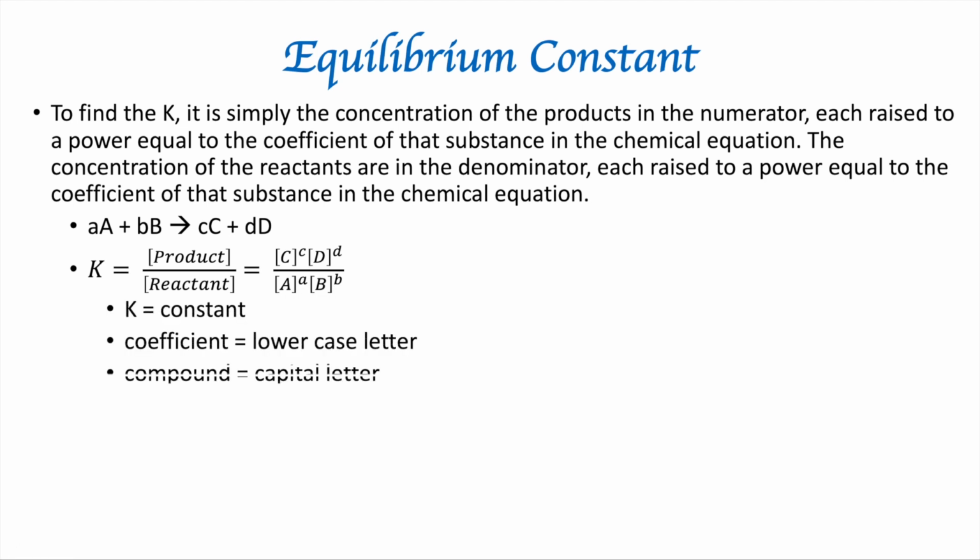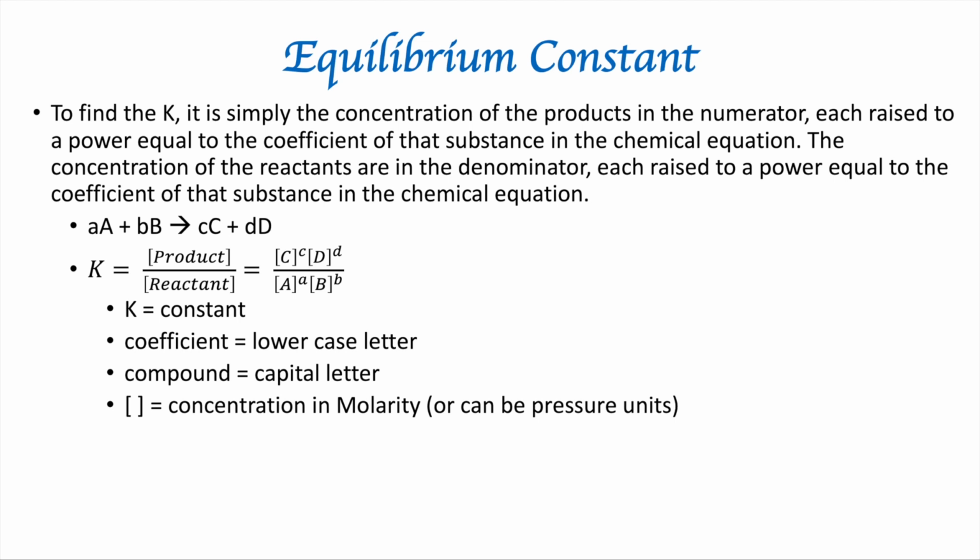And so if you look at these right here, the K is your constant. The coefficient numbers are your lowercase letters. The compound is your capital letter. The square bracket is a concentration, a lot of times in molarity. Sometimes it can even be in pressure units, for example, like pascals or atmospheres or something like that.